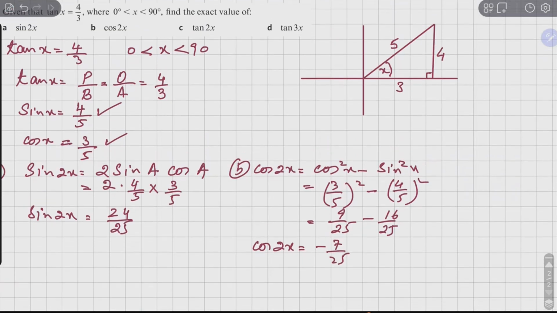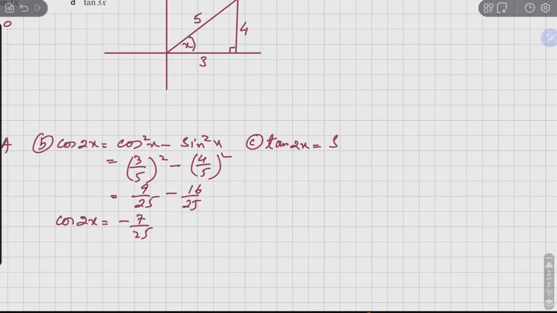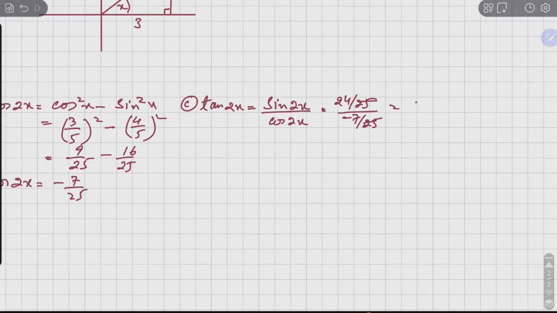ये आ गया. अच्छा, अब आ जाए सी पे. To find tan of 2x. Tan 2x is basically equal to sine 2x over cos 2x. And in previous part A and B, you have both the values. Cancel, so it is 24 over minus 7.